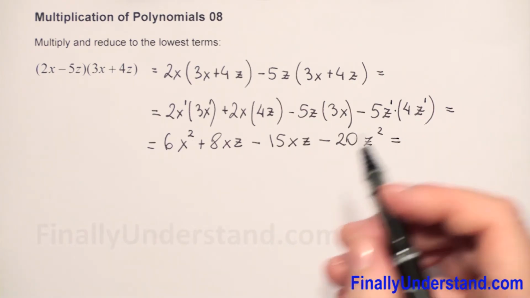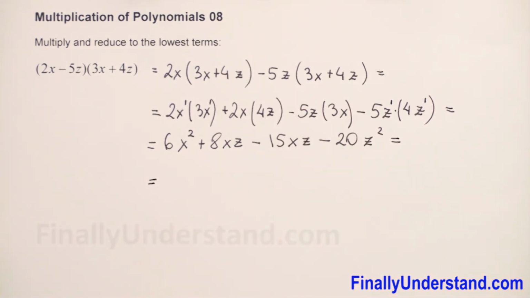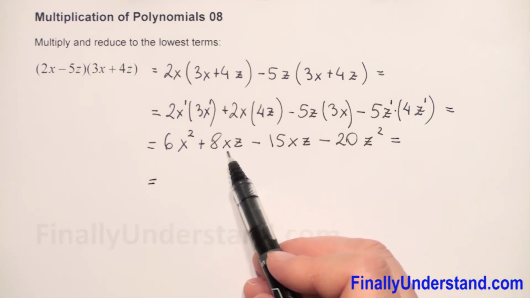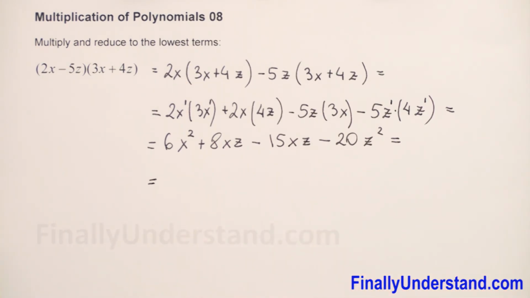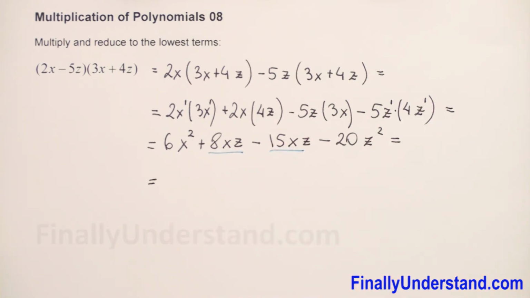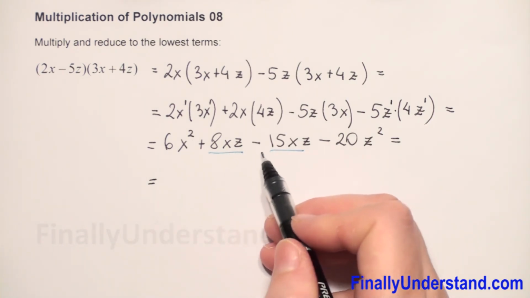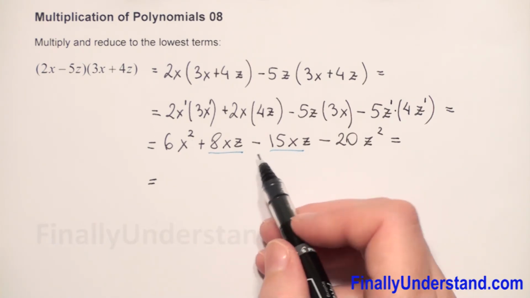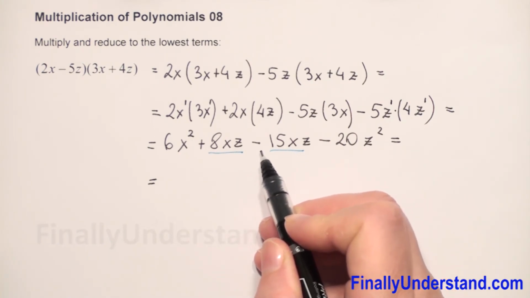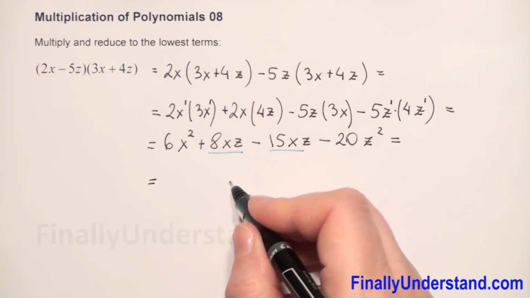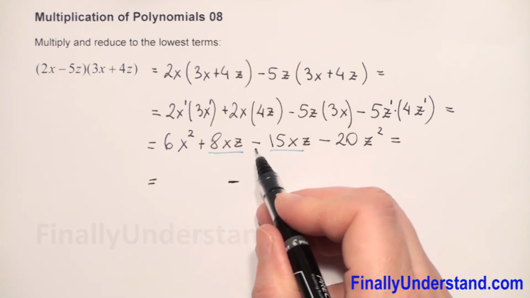So this is equal. Now we have to combine the like terms. We have x squared and we don't have another x squared. And next we have xz, xz. The same variables. So we can combine these two terms. We have 8xz and negative 15xz. So what do we have to do? We have to keep the sign of the larger number. 15 is greater than 8, so it will be negative sign, because before 15 is negative sign.